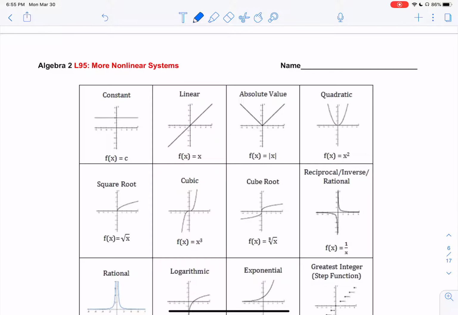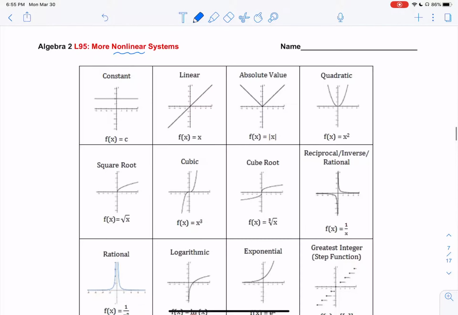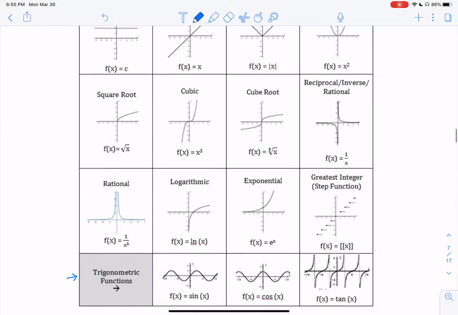Welcome back, Algebra 2. This is from Lesson 95, More Nonlinear Systems, focusing in on the fact that we are working with systems where one or both of these equations are not straight lines. I just put on here a chart for your reference of the different types of functions that you might be working with. There's nothing here that you need to memorize. It's just there as a reference tool.